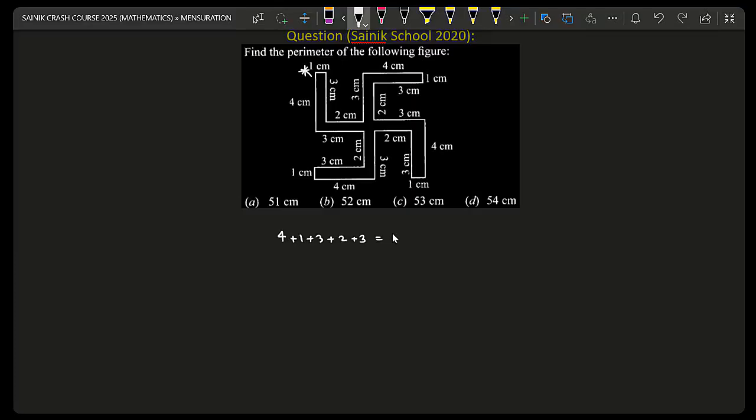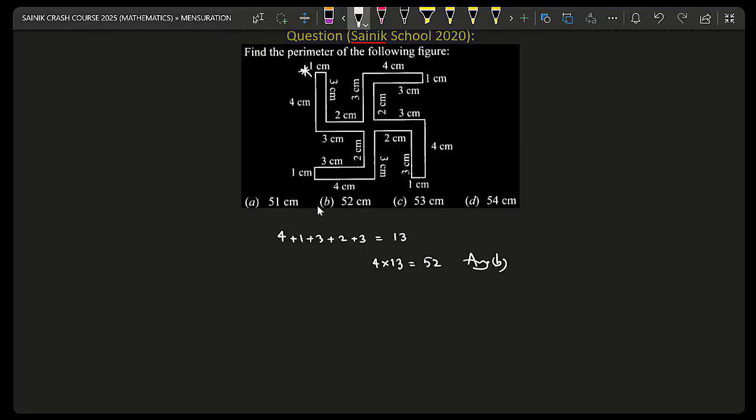Yes, sir. So what sum are you getting? Sir, 13. Like this, how many hands are there? 4. So the required perimeter is going to be 4 into 13. What is the answer? 52. 52 is the correct answer. So that is answer B.